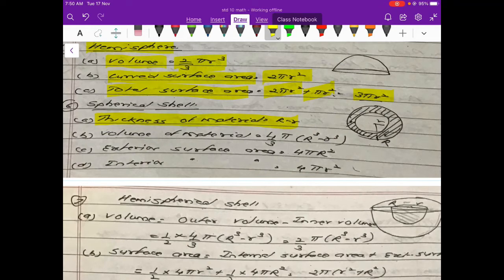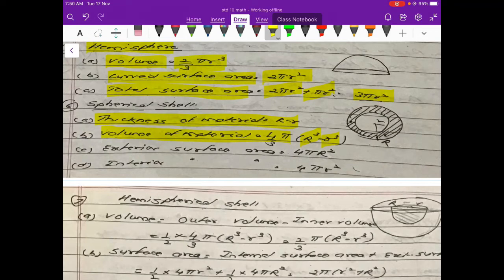So there will be some difference, and that difference is the thickness of the material. So how will we find the volume? Volume is just 4 upon 3 pi, but here there are two things. So it is big R cube minus small r cube. So 4 upon 3 pi (R cube minus r cube).